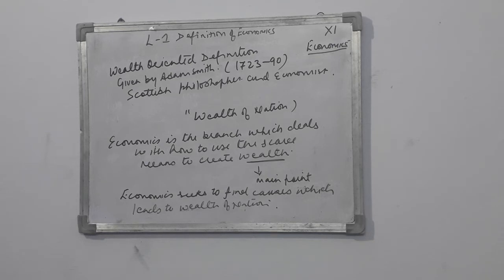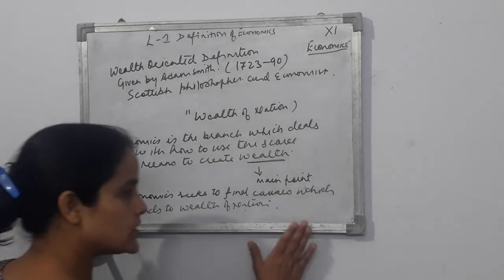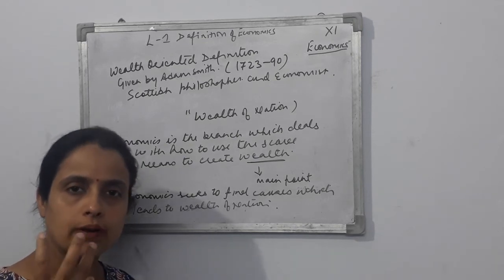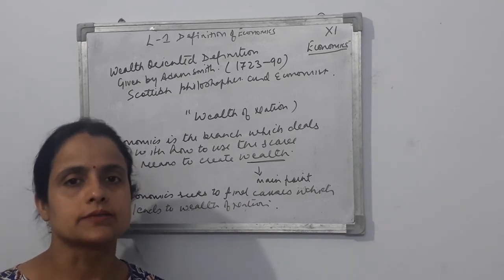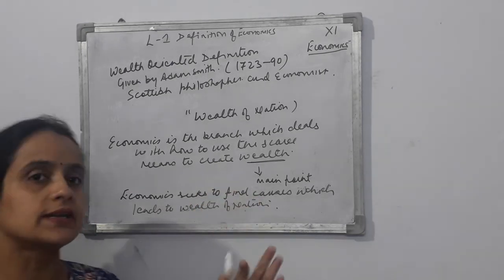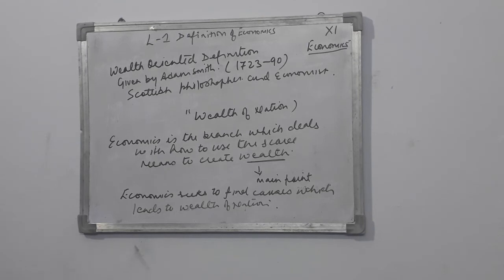which only deals with what? It deals with the study of wealth, right? It deals with how people earn wealth, how they spend it. So the subject which deals in how people earn wealth, how they spend it, how they create it, is what? Economics. So basically what he said, economics is the branch which deals in how use of scarce means creates wealth. And he also said that the way resources are used to create wealth is what is known as economics, right?